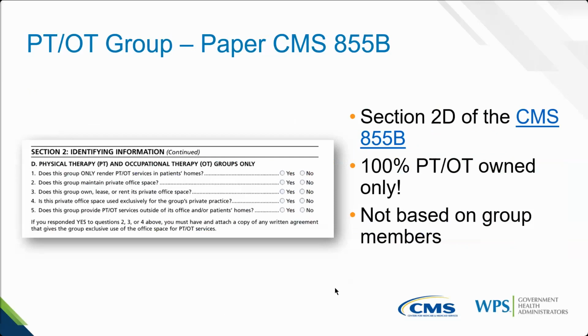The questionnaire on the group, this is what the paper questionnaire looks like, and it's really the same questionnaire. It's asking the same questions, except the verbiage is changed just a little bit, okay? So it is, again, as I said, based on those ownerships, and there could be a combination of members inside of that group as far as specialty goes. We're looking at being 100% owned by PTs and OTs. And on the B, it's going to be in section 2D. I did include a link to the form for both the I and the B, but it's section 2D. It's just in a slightly different place. But again, establishing the same information.